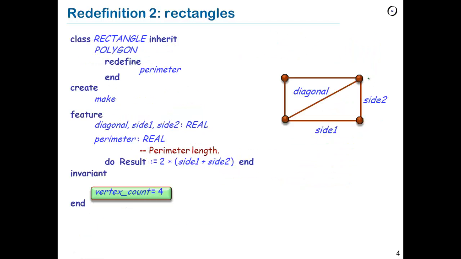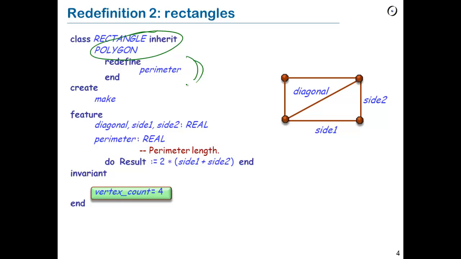Now we come to rectangles. A rectangle is certainly a polygon. It's a special case of a polygon. So we say that rectangle inherits from polygon, and there's this new clause, redefine, which announces at the beginning of the class that one or more, in this case just one feature of a polygon, a feature that rectangle inherits from class polygon, is going to have a new version in the new class. So this is new.